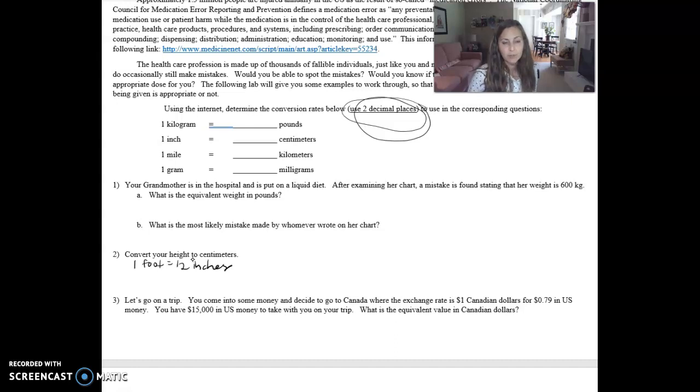You go on a trip, you come into some money. Okay, remember, a proportion has to be set up equal tops, equal bottoms. So for this particular problem, Canada comes first. So I probably would write my Canadian dollars on the top, my US dollars on the bottom, and then on the other side, I have to set it up the exact same way. Canadian on the top, US on the bottom. Now, I'll be honest, you could have reversed those as long as you have US and US on the top and Canadian on the bottom.